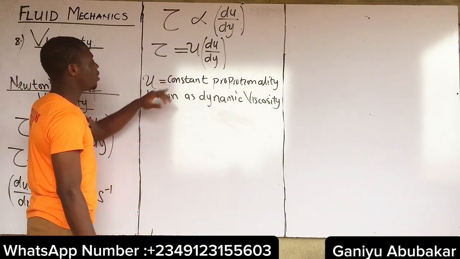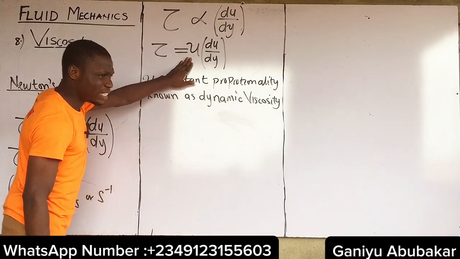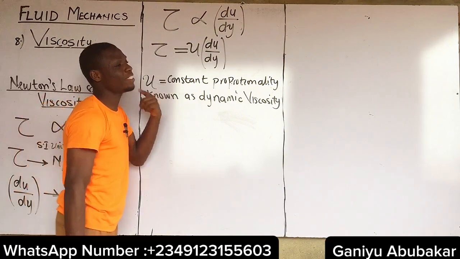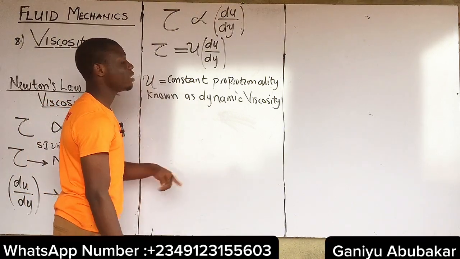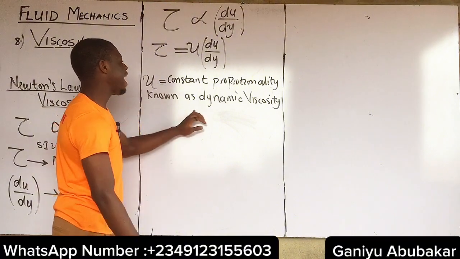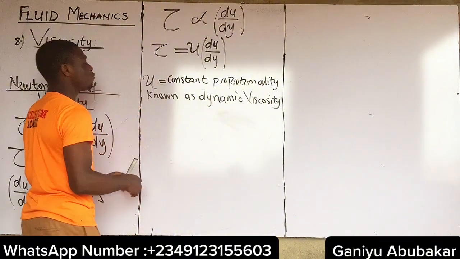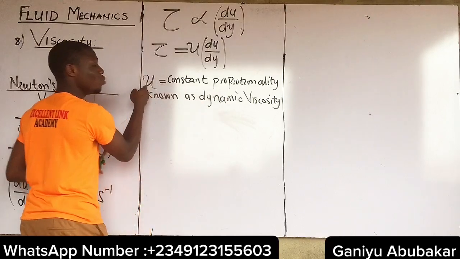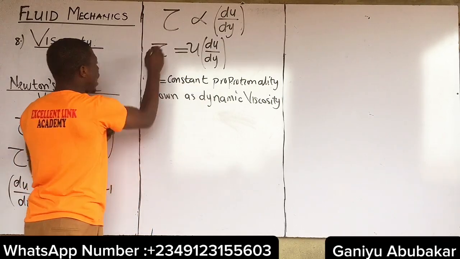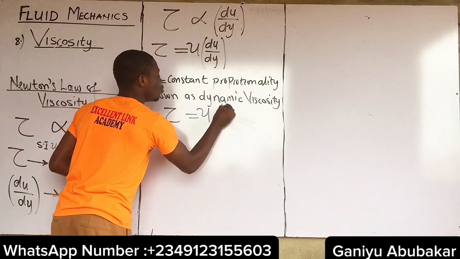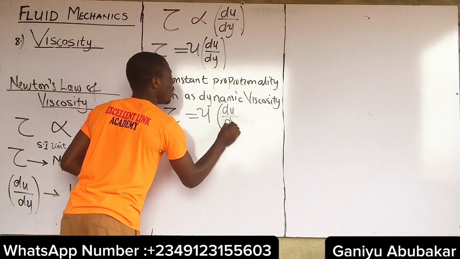Now look up, please. When it comes to viscosity, there are two types: the dynamic viscosity and the kinematic viscosity. Before we dive into the types of viscosity, let's get the SI unit for dynamic viscosity. To get the SI unit for mu, the concept is quite simple. I'm having tau is equal to mu into the u over the y.